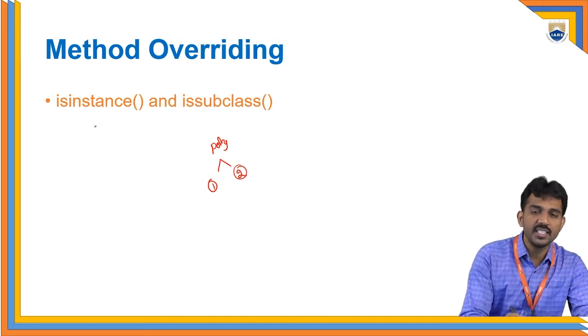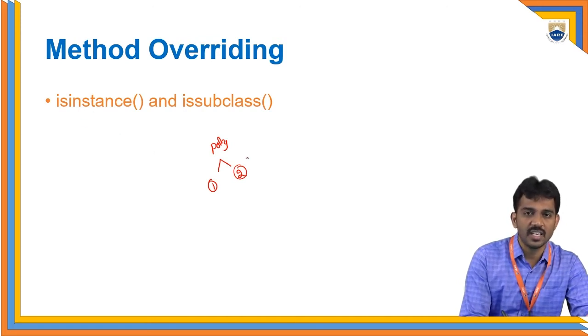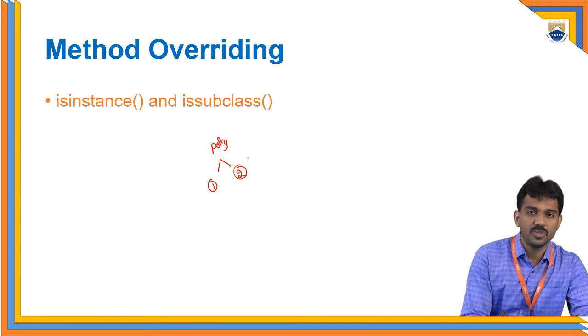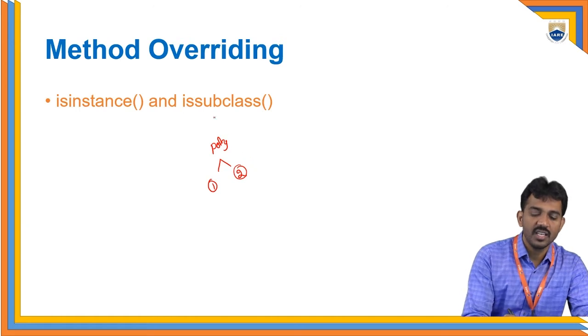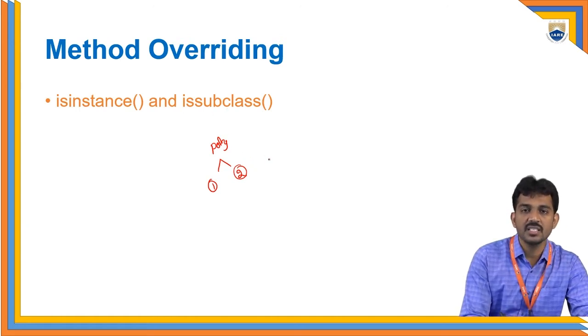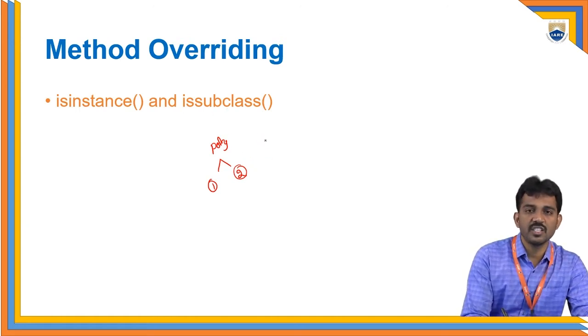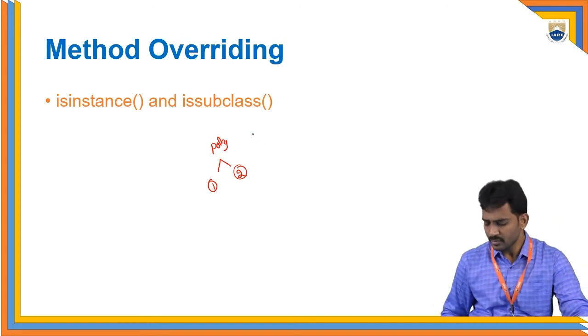Then see, isinstance is a method. It is going to tell whether a particular object is related to a particular class or not. isinstance, right? And issubclass. issubclass tells whether A is a subclass of B. We'll see in the editor how it will work.